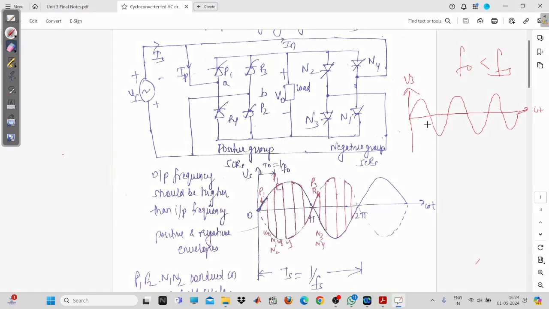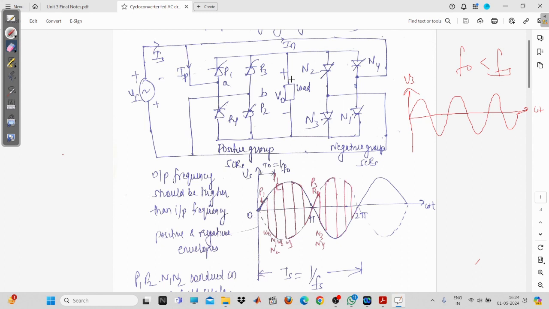Now, what is going to happen? Now we have taken the load as resistive, not as inductive load. But when you are applying the cycloconverter to the induction motor, you will have to take care of all these things. For simplicity and to make the concept more precise, I have taken the resistive load, not the resistor and inductive load. If you want to understand more, then I will provide a video on that also.